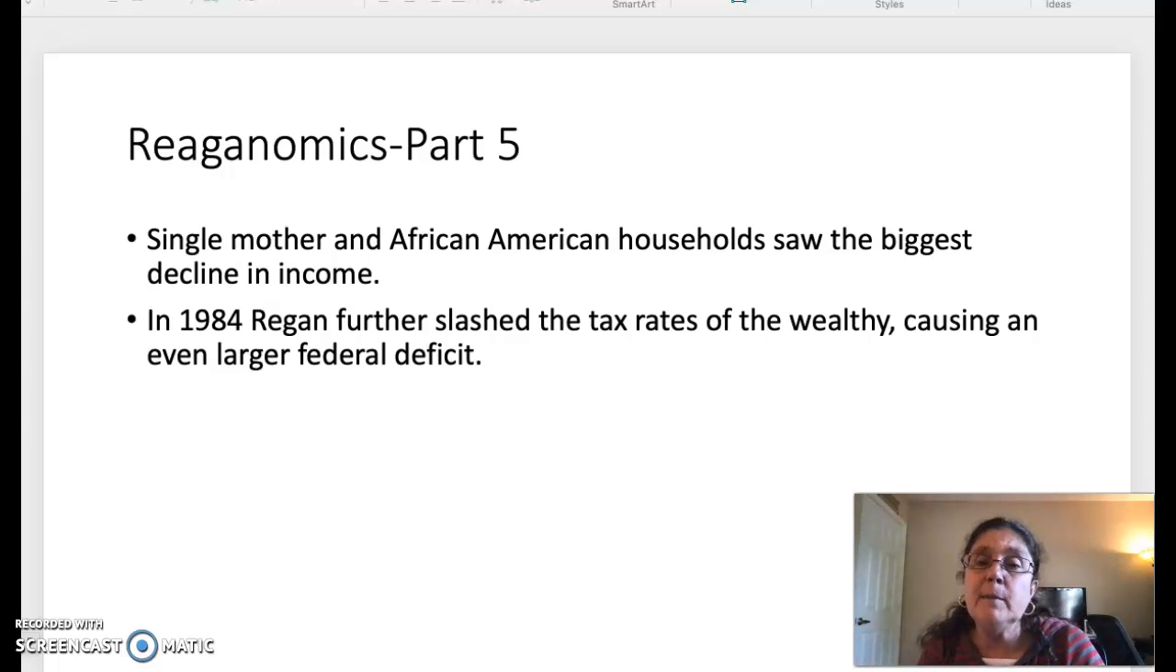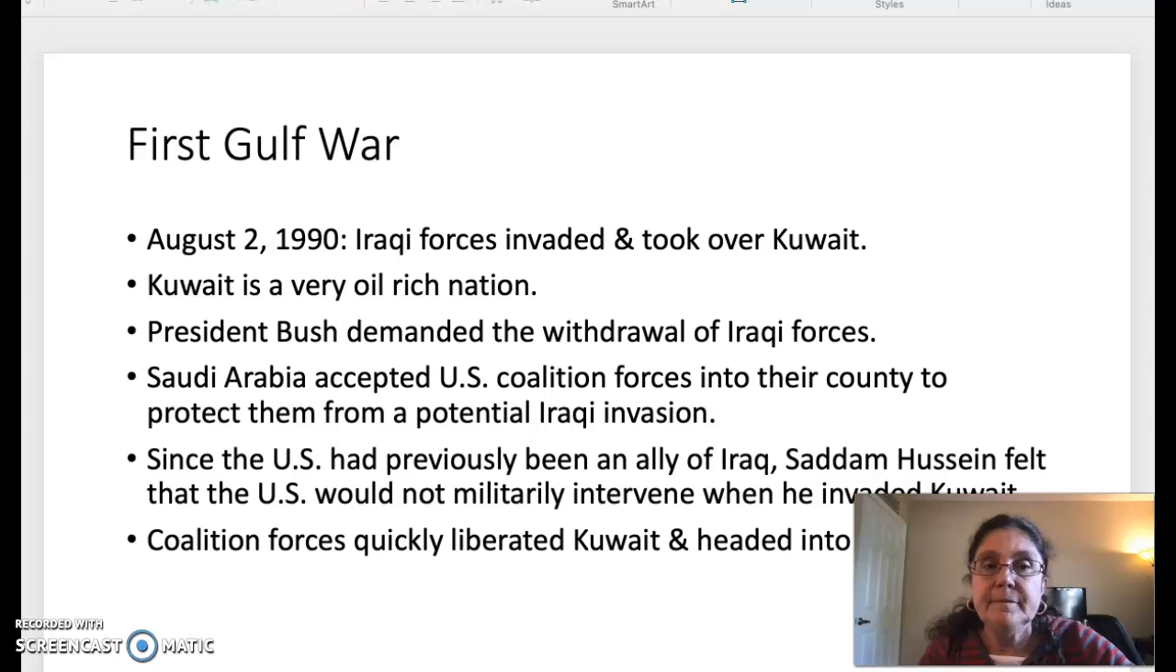Single mother and African American households saw the biggest decline in income during Reagan's presidency. And in 1984, Reagan further slashed the tax rates for the wealthy, which caused an even larger national debt. And that's basically because he was so focused on funding the military and, of course, funding his beloved SDI or Star Wars program.